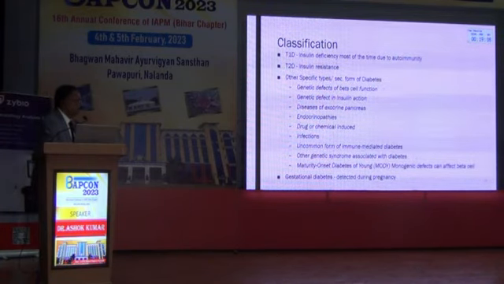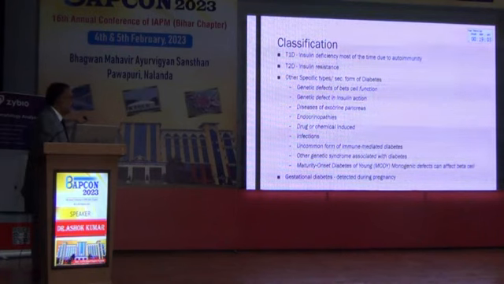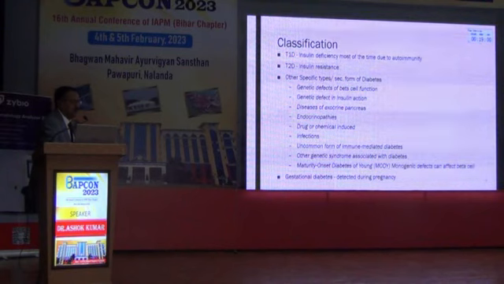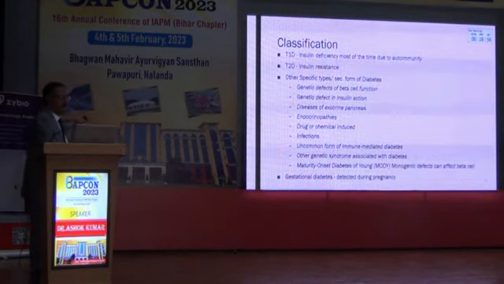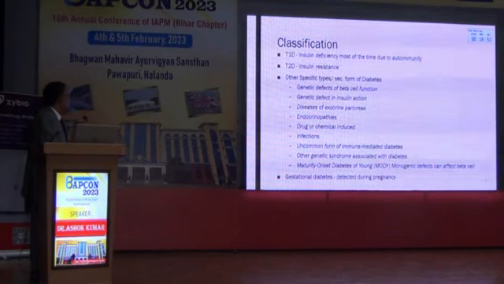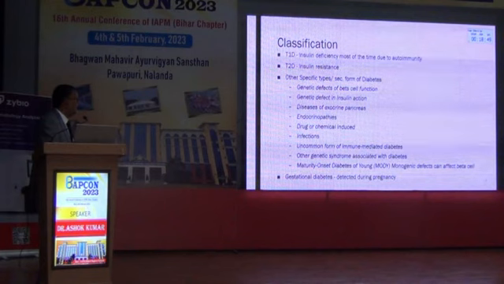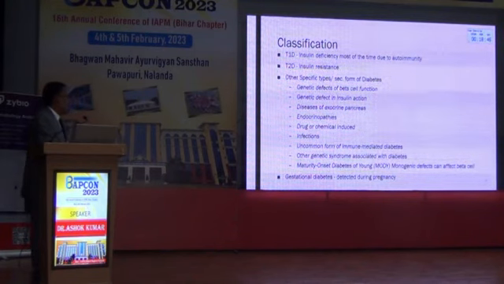There are 4 types of diabetes. Type 1 diabetes: insulin deficiency due to some autoimmune disease. Type 2 diabetes: insulin resistance, the body unable to use the insulin.